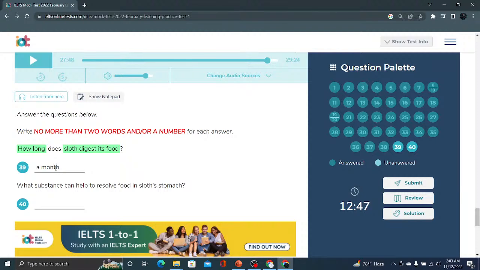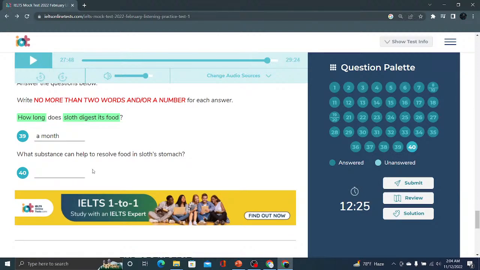Let's listen one more time so that you can understand it better. People usually digest their food in about a day, but sloths can take about a month to finish the process. So I hope you got the answer right now. Let's move on to question number 40. This is the last one.